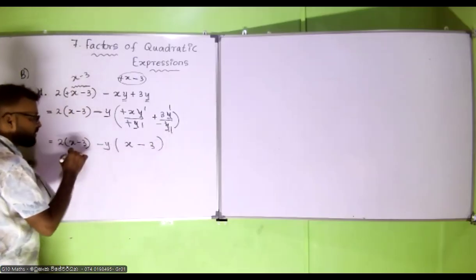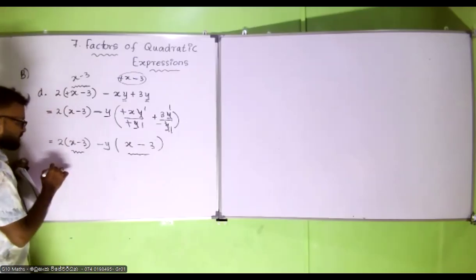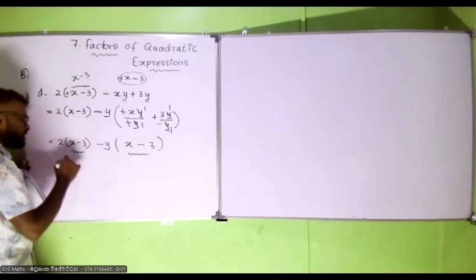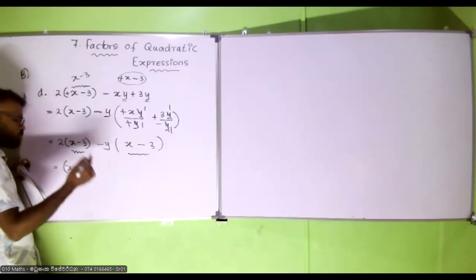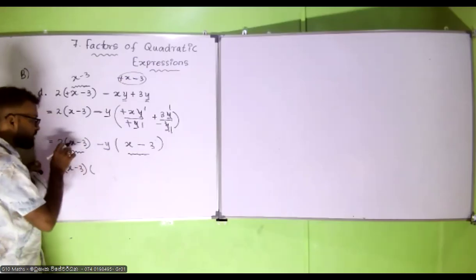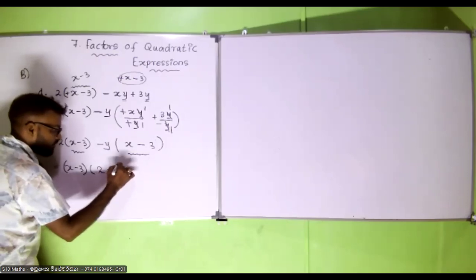Now you can see here you are having x minus 3, and also here you have x minus 3. So you can take it out as a common term. Because this is positive, doesn't matter. You can keep the rest as it is, 2 minus 1.